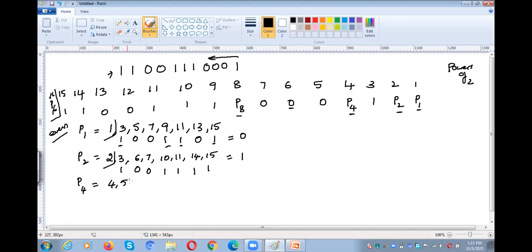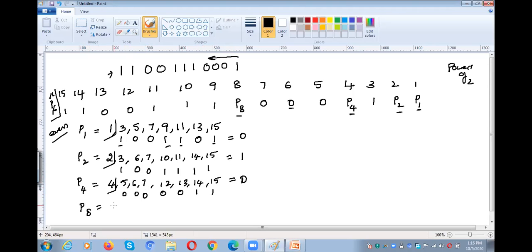For P4, we consider 4, 5, 6, 7, and leave 8, 9, 10, 11. Consider 4, leave 4. Then 12, 13, 14, 15. So 4, 5, 6, 7 you need to consider, 8, 9, 10, 11 you need to leave, again 12, 13, 14, 15. What are the values? We need to discard the fourth position. 6 is 0, 7 is 0, 12th position 0, 13th position 0, 14 is 1, 15 is 1. Because the number of ones is 2, the value is 0.